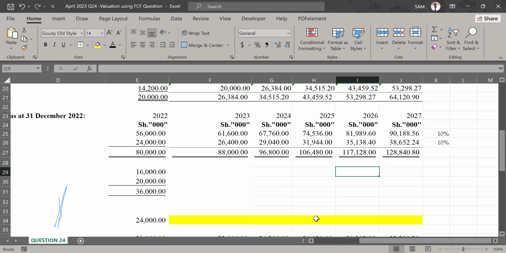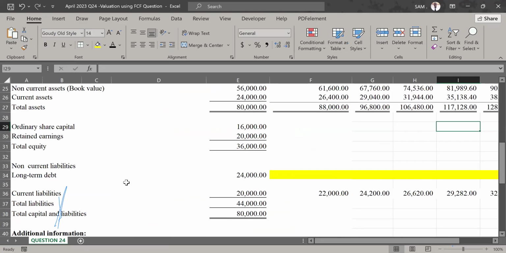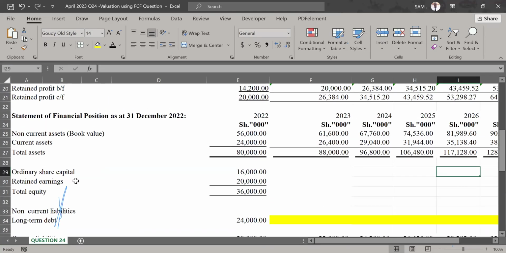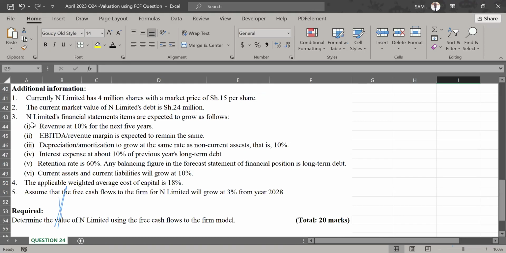Everything we already have. So we go to the next stage, that is under equity and liabilities. Under equity and liabilities, I can see ordinary share capital. Now, did the examiner tell us anything about ordinary share capital? We've gone through all the notes and I was not able to see anything affecting ordinary share capital. Note 1 only gave us the number of shares and the market price per share. Note 2 gave us the value of the debt, the current market value of the debt, which was 24 million.